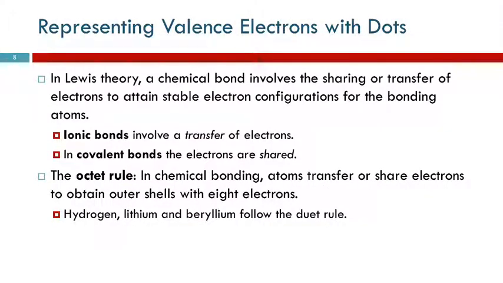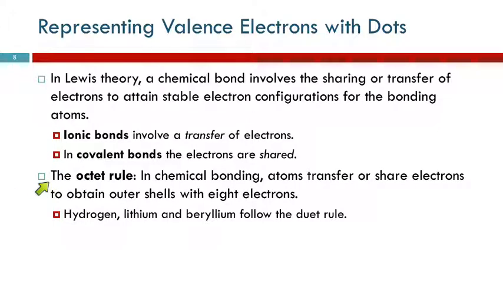So, in Lewis theory, a chemical bond involves either sharing valence electrons or transferring valence electrons from one atom to another. And the motivation here is to get stable electron configurations. For most elements, that's going to be 8. Ionic bonds involve a transfer of electrons. One atom transfers one or more electrons to another, and then you have a positive ion and a negative ion, and they're attracted to each other. In a covalent bond, you get sharing of electrons. Covalent. Co meaning sharing, valent referring to valence electrons. Sharing of valence electrons.